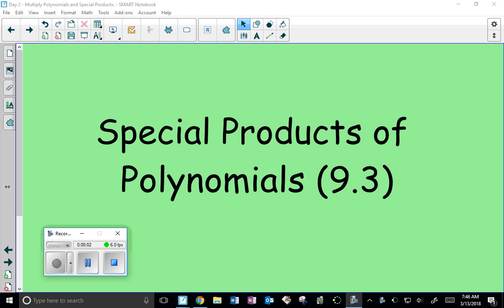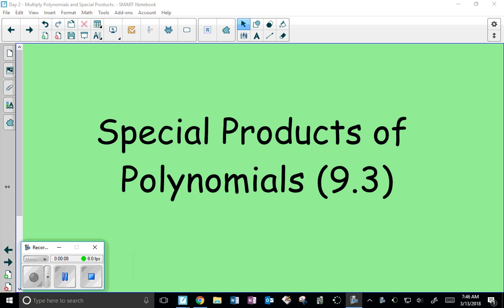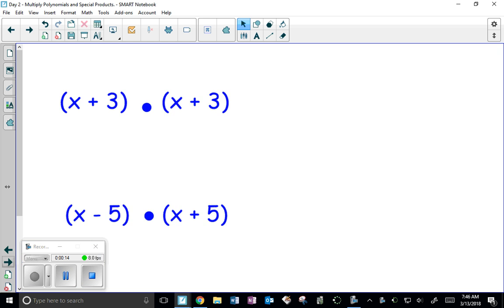Not to be repetitive, but today we will continue yesterday's assignment, and we're still multiplying, but we are multiplying special products that are easy to recognize and easy to do. So for example, if we're multiplying x plus 3 times x plus 3, what do you notice about those two factors? They're the same. They're exactly alike.